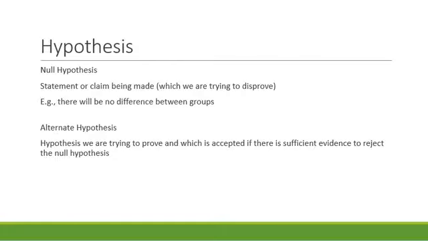So getting back here to the alternate hypothesis. We are again trying to prove that, and if it's accepted, that means there's sufficient evidence that we're able to reject the null hypothesis. The null hypothesis is rarely, if ever, presented. And it's a statement or claim being made that we're trying to disprove, that there's no difference between groups.